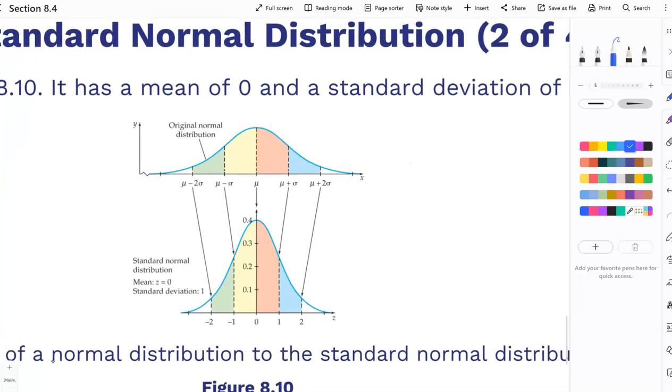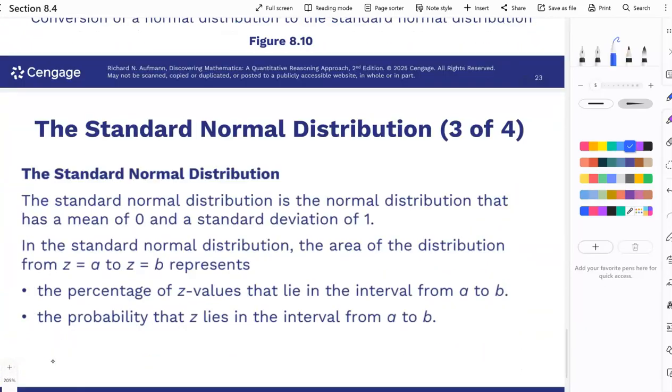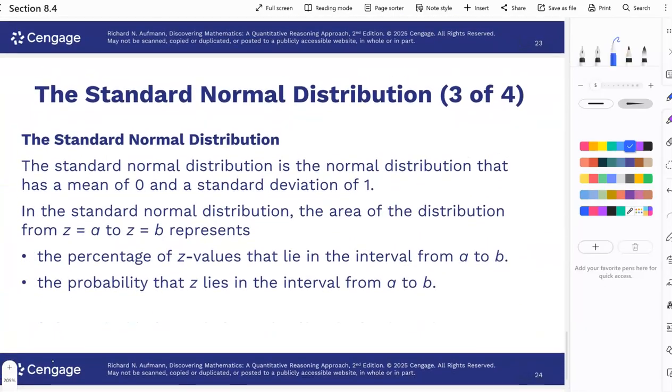So it takes something that's not normal and puts it on this standard normal curve. So then the question will become, what do we do? How do we figure out those percentages? Because now we're not talking about 1, 2, and 3 standard deviations away from the mean necessarily. So the standard normal distribution has a mean of 0, and it's going to have a standard deviation of 1.